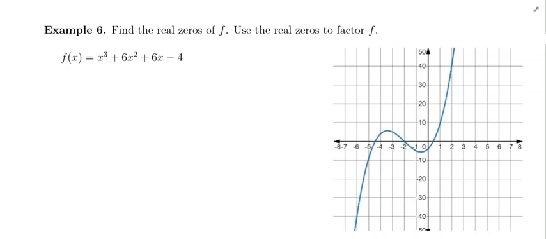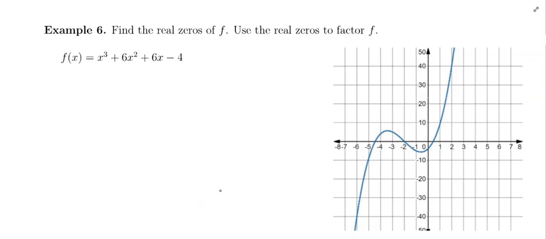Example 6. Find the real zeros of f. Use the real zeros to factor f. f of x is equal to x cubed plus 6x squared plus 6x minus 4. All right, we're going to follow the procedure outlined on page 4.